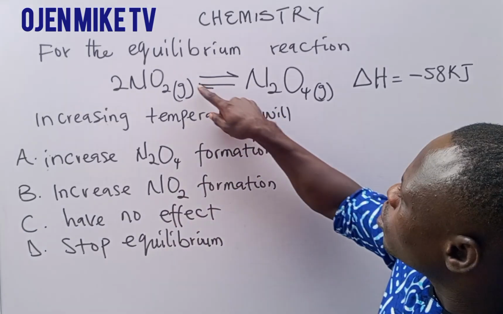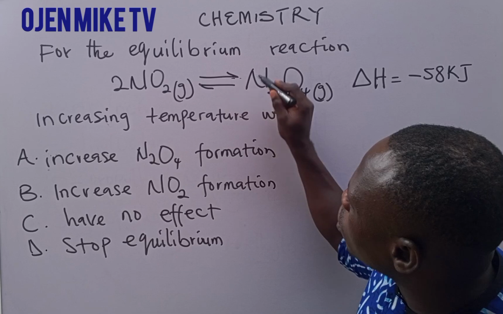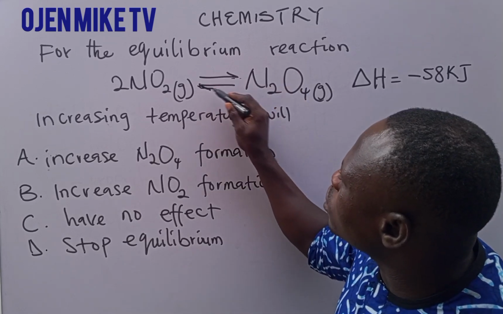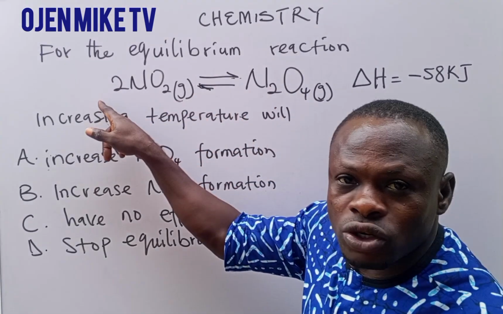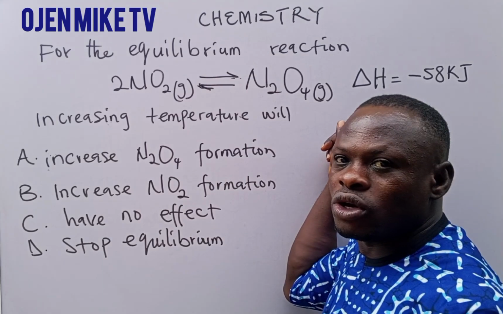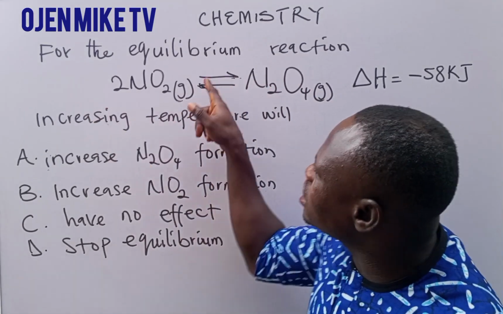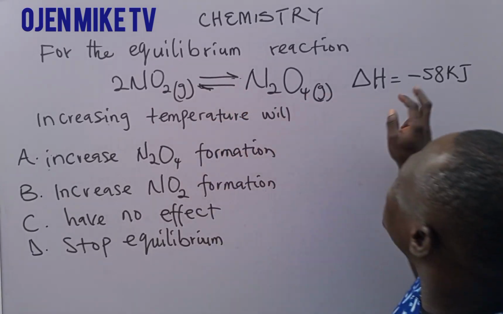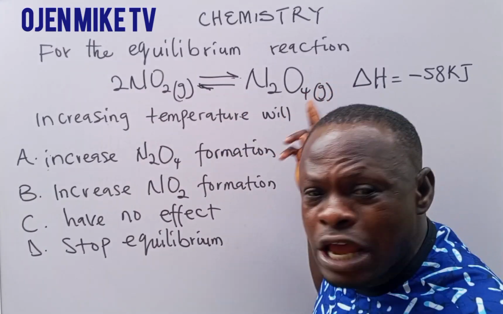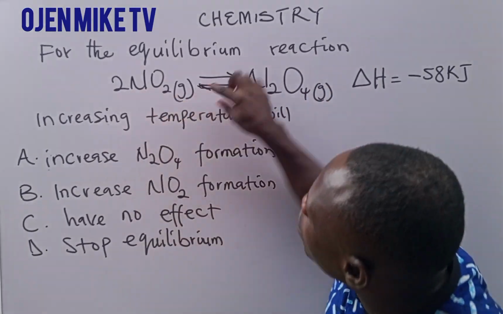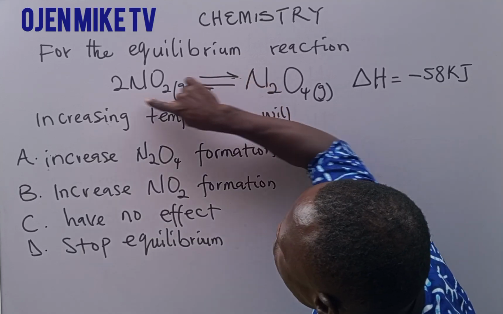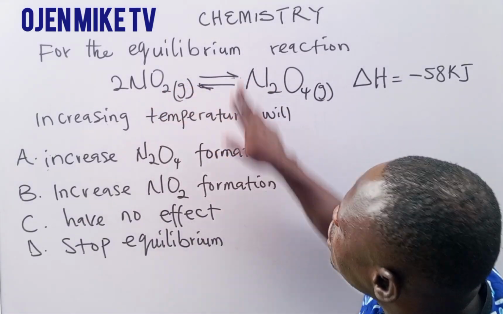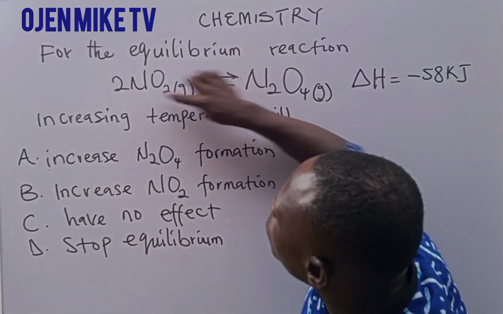Look at the arrow that indicates this one is forward, and this one is backward. Look at the backward reaction here, and this is the forward reaction. This is the right, this is the left. Now, if you increase temperature in exothermic, the equilibrium will shift backward. Look at the arrow here. The arrow here is pointing this side. So if you increase temperature, the equilibrium will shift towards this side.